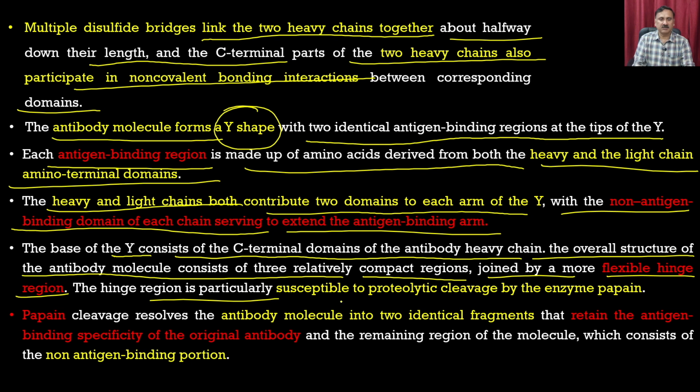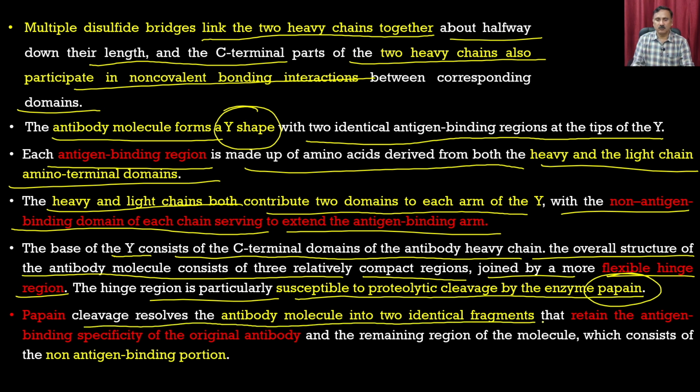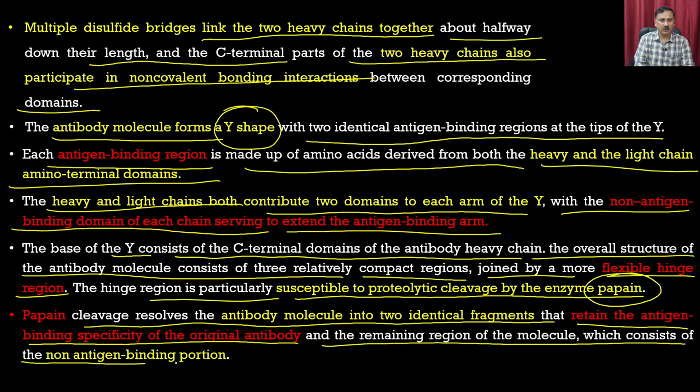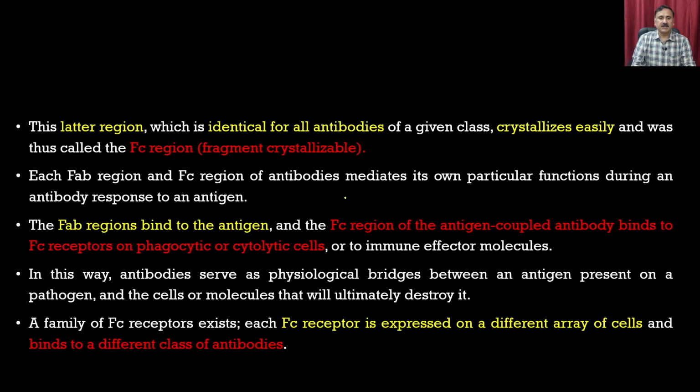The hinge region is particularly susceptible to proteolytic cleavage by the enzyme called papain. Papain resolves the antibody molecule into two identical fragments that retain the antigen binding specificity of the original antibody, and the remaining region of the molecule, which consists of non-antigen binding portions. The latter region, which is identical in all antibodies, is called the Fc region. So the Fc region is not variable between the different antibody molecules, and that's why it is also called the constant region.